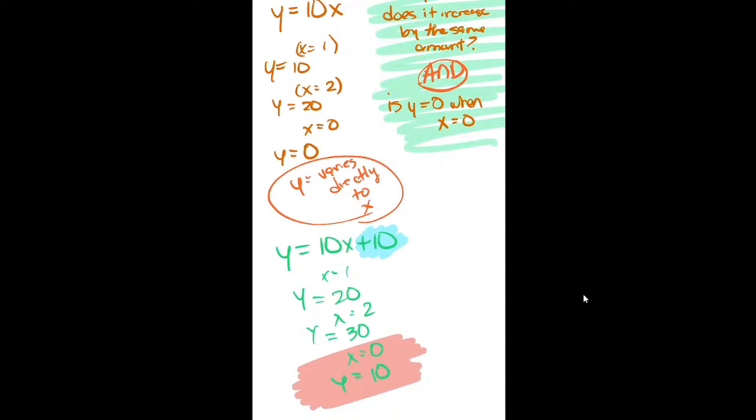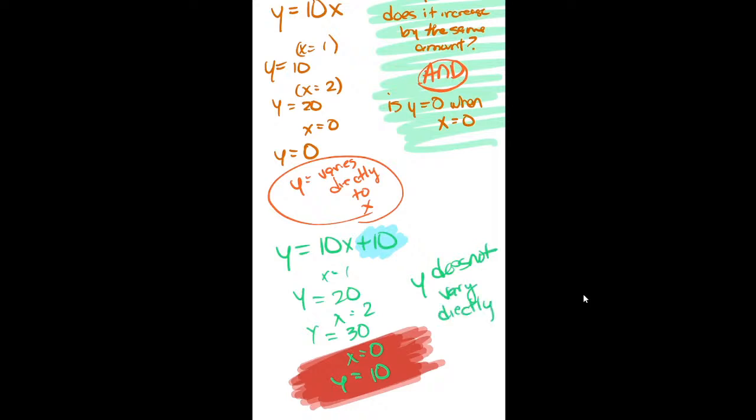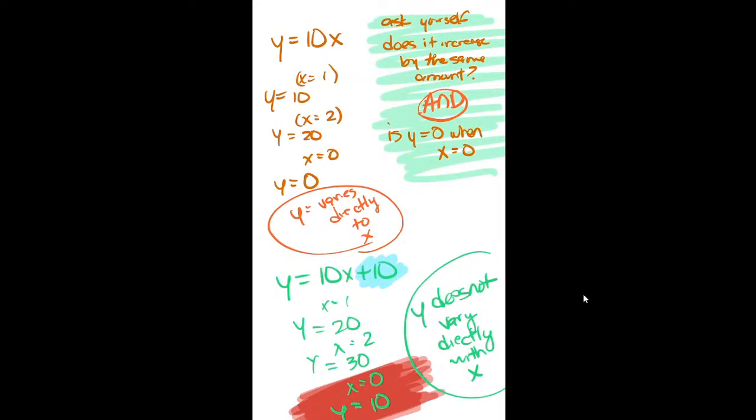Okay? So, in this case, you could almost say that y is pretty unreliable. When x has nothing, y goes on having something without x. So, y does not vary directly with x here, because if it did, y would be 0 when x is 0. Okay? You want to look for those two things. Does it increase by the same amount? And is y 0 when x is 0?